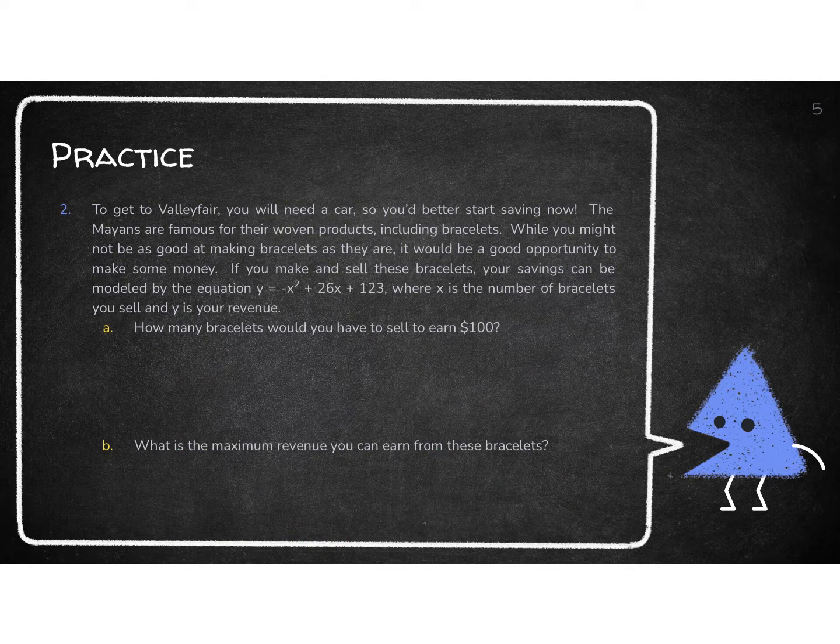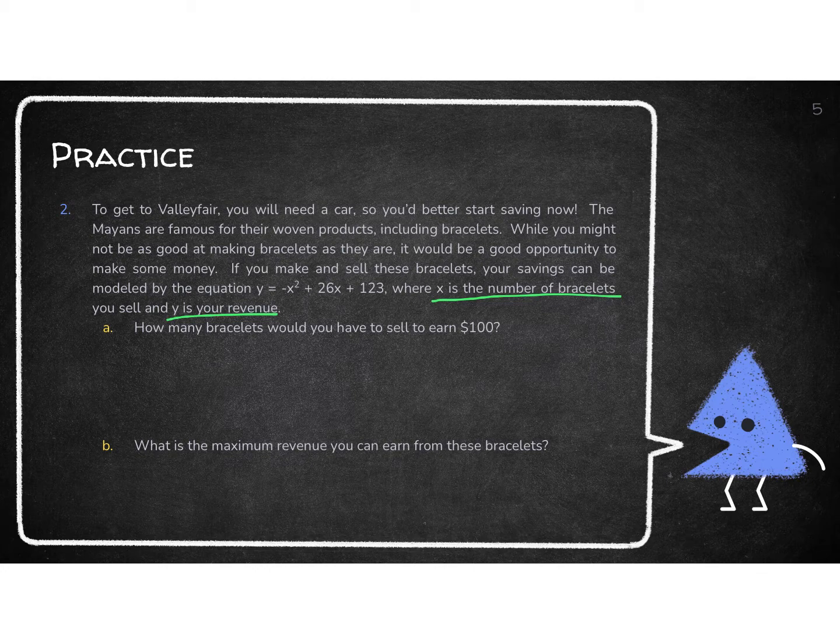All right, let's look at number 2. To get to Valley Fair, you need a car, so you'd better start saving now. The Mayans are famous for their woven products, including bracelets. While you might not be as good at making bracelets as they are, it would be a good opportunity to make some money. If you make and sell these bracelets, your savings can be modeled by the equation y equals negative x squared plus 26x plus 123, where x is the number of bracelets, and y is your revenue.